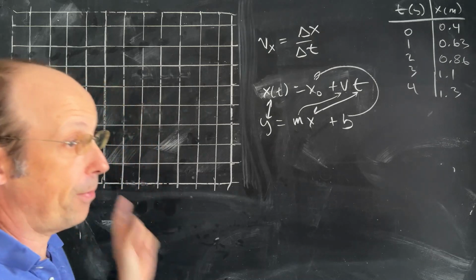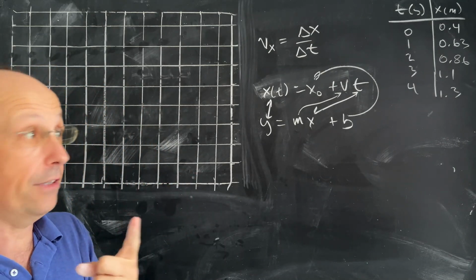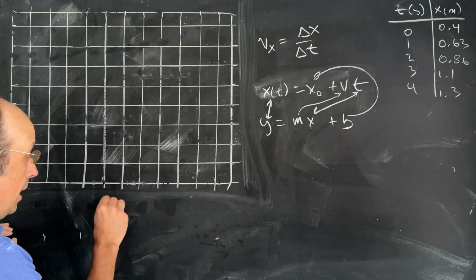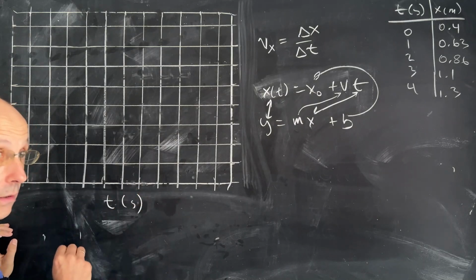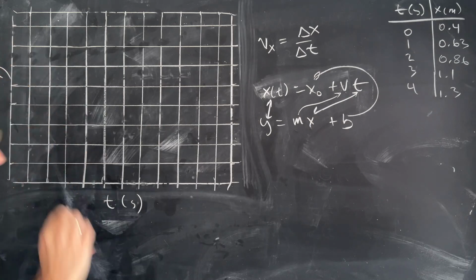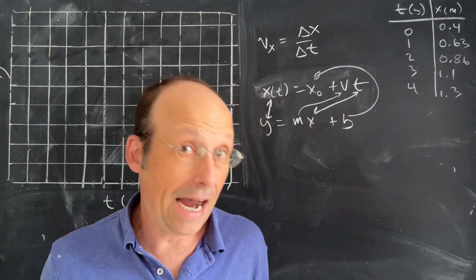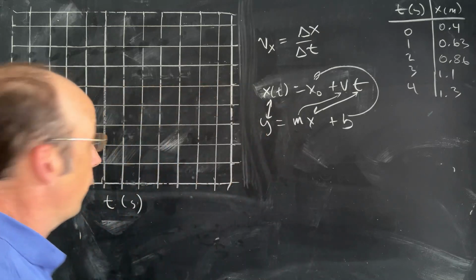So here's my graph paper. I'm going to reuse it. I'm going to go ahead and write my x and y labels. So I'm going to put down here t in units of seconds. And over here, I'm going to say x in units of meters. So it doesn't have to be y versus x. That's just the generic math version of a graph of a line.